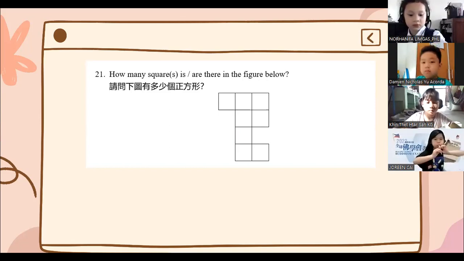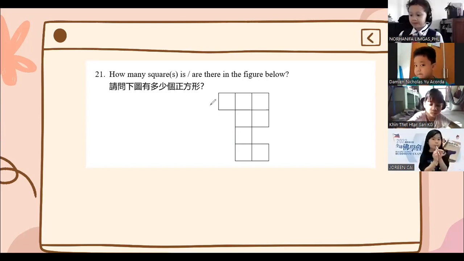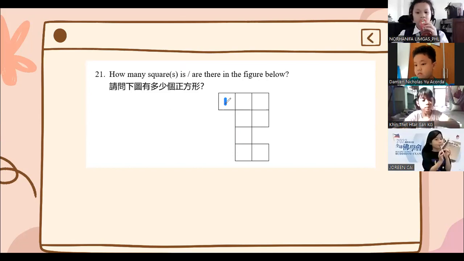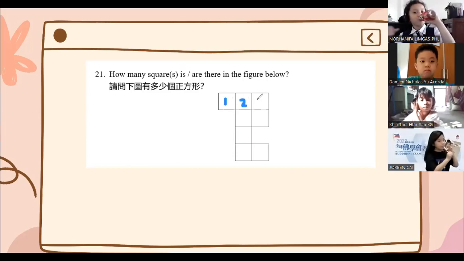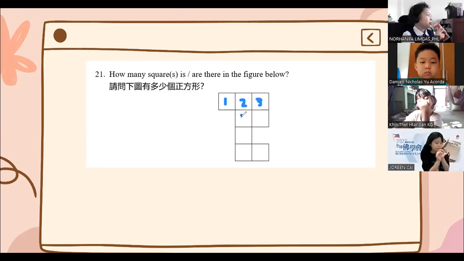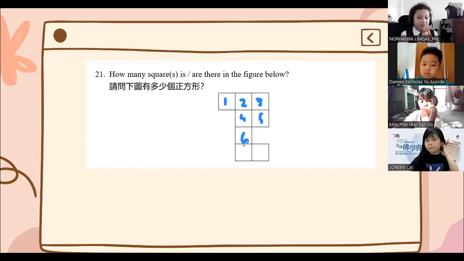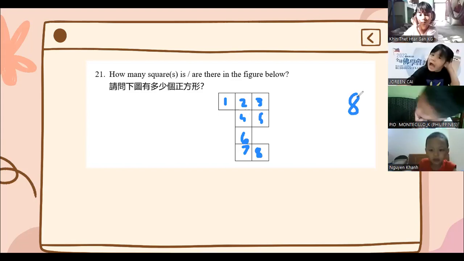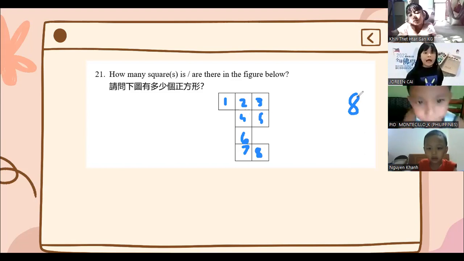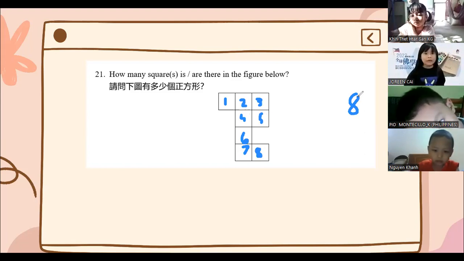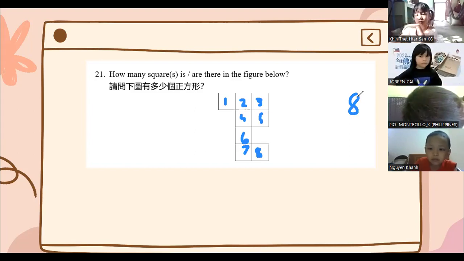Nine. Yes, it's nine. The first thing that you have to do is to count all the small squares first. So you have 1, 2, 3, 4, 5, 6, 7, 8. So aside from that, since the question only asks about the big one, how many squares? It says square.